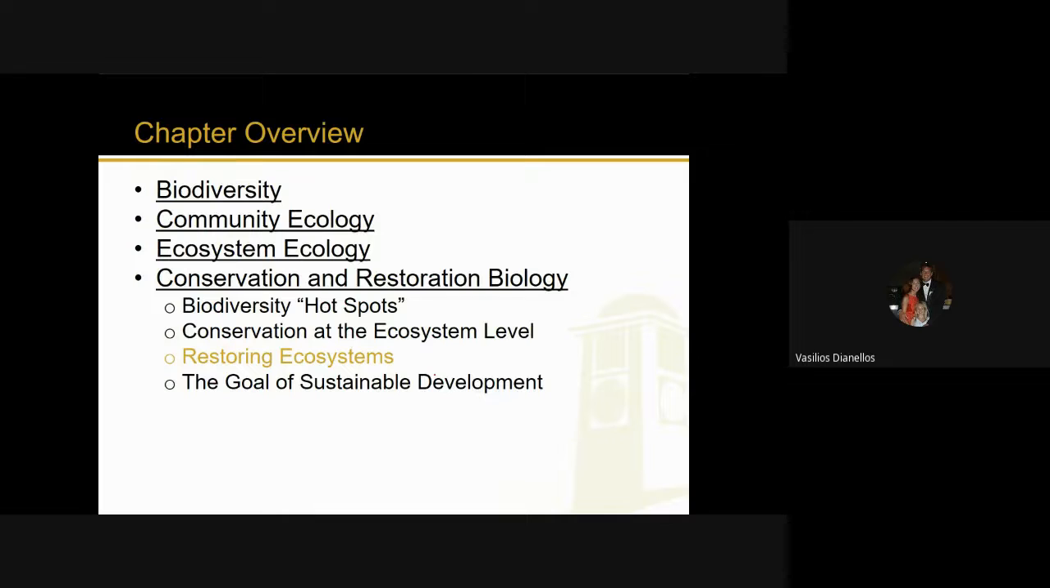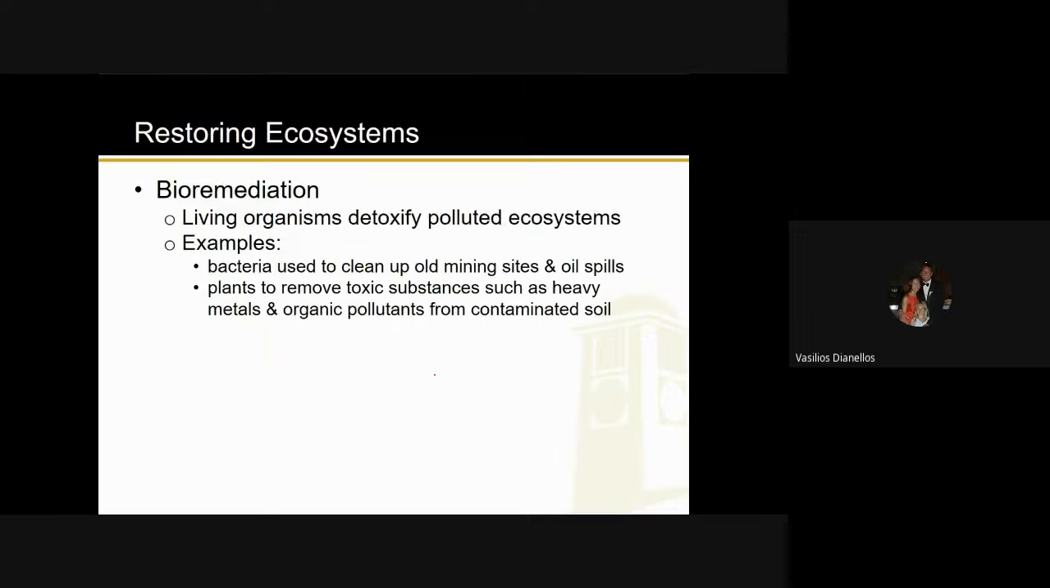So let's talk about restoring ecosystems. This one's more important, I guess, more relevant for West Virginians because this is something that we deal with more in our state. Not necessarily bioremediation, but let's talk about it anyway. Bioremediation is when we use living organic organisms to detoxify polluted ecosystems. So this is something that you would find a lot of after an oil spill, right? So you might use bacteria because some bacteria actually do eat, if you will, oil. So they would be used to clean up an oil spill.